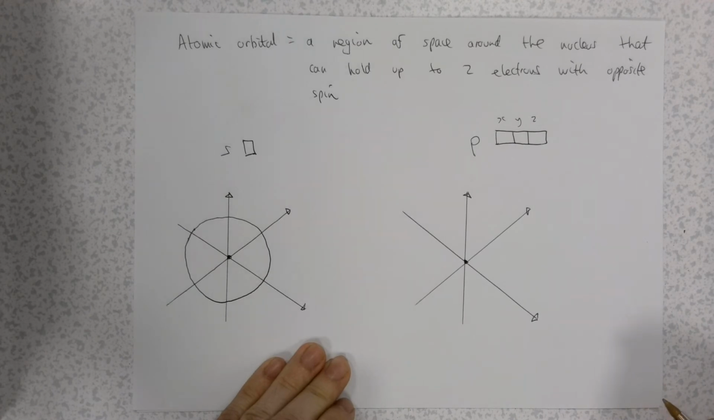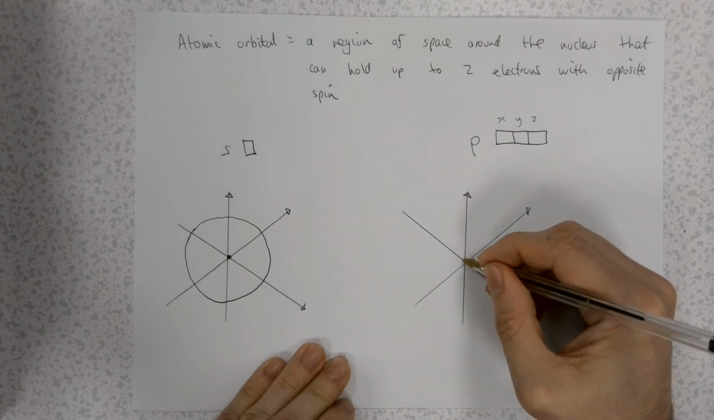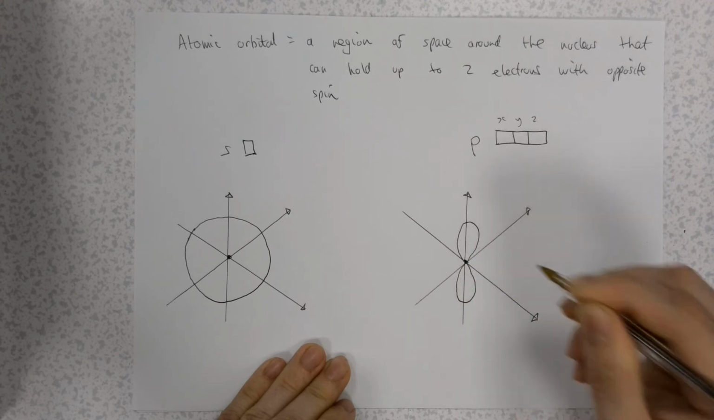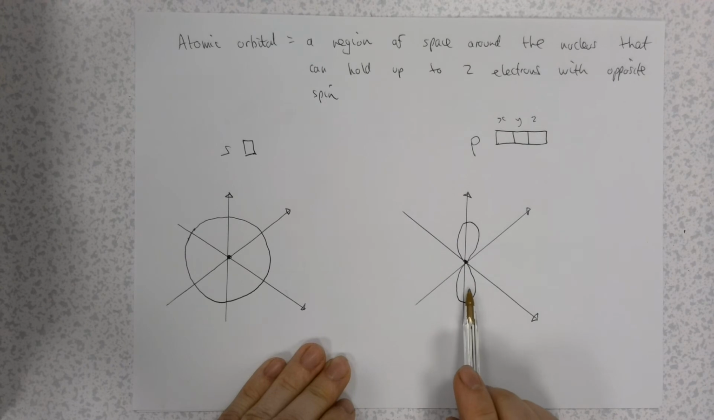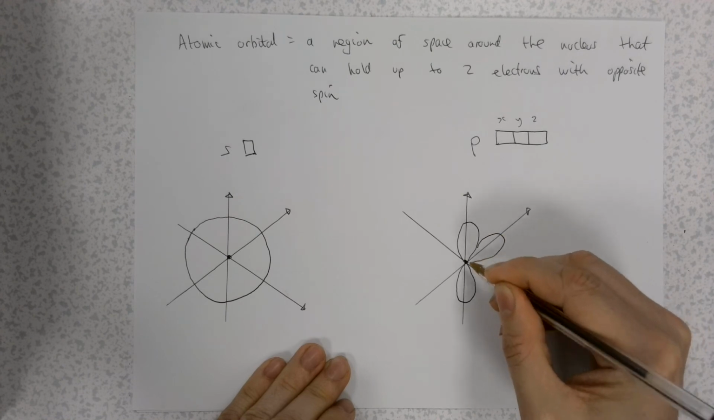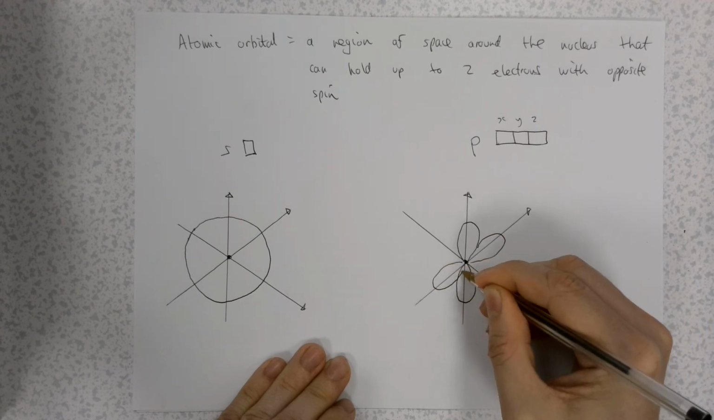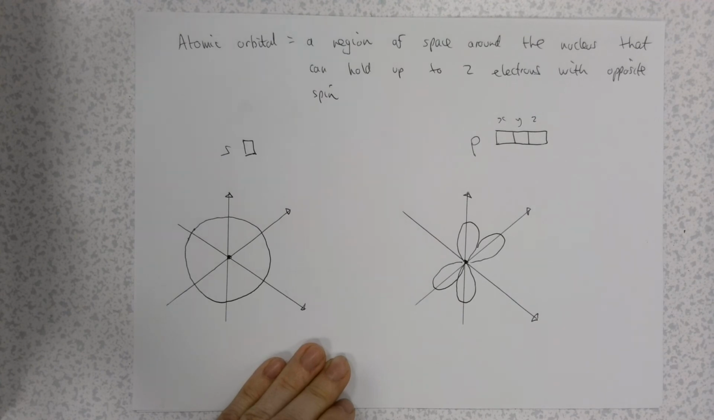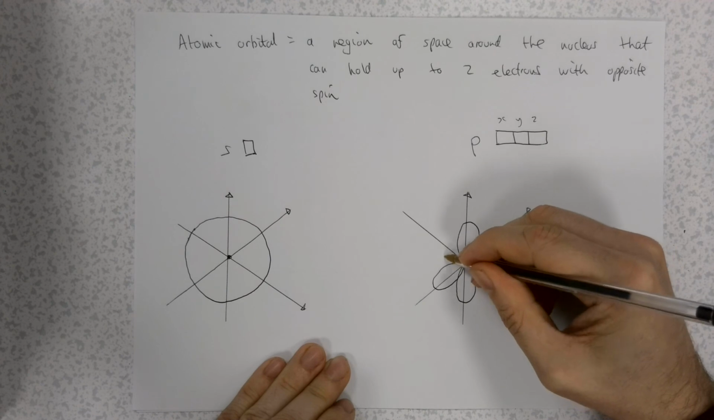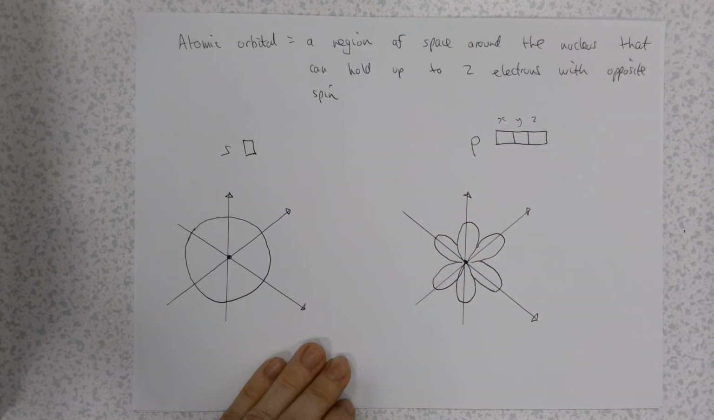So my pz orbital is a little dumbbell shape on my z-axis. And again, your electron is just found somewhere within this shape. It is definitely not orbiting around the edge of it. We've got our py orbital, and again that's exactly the same shape, it just goes in the y-axis. And our final one, again exactly the same shape, a dumbbell shape, like so.